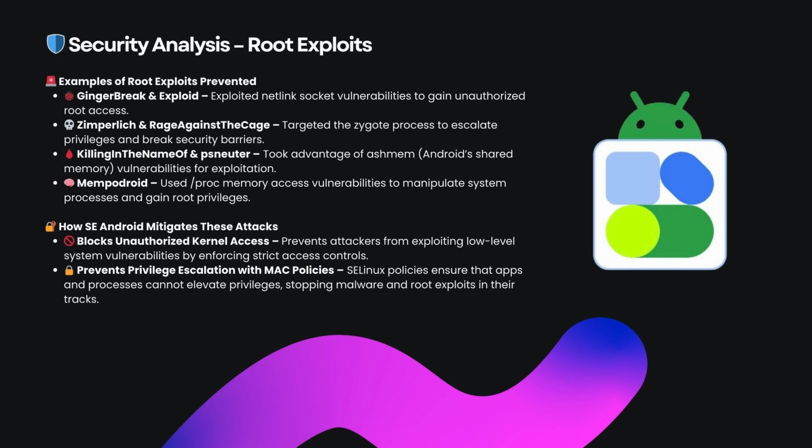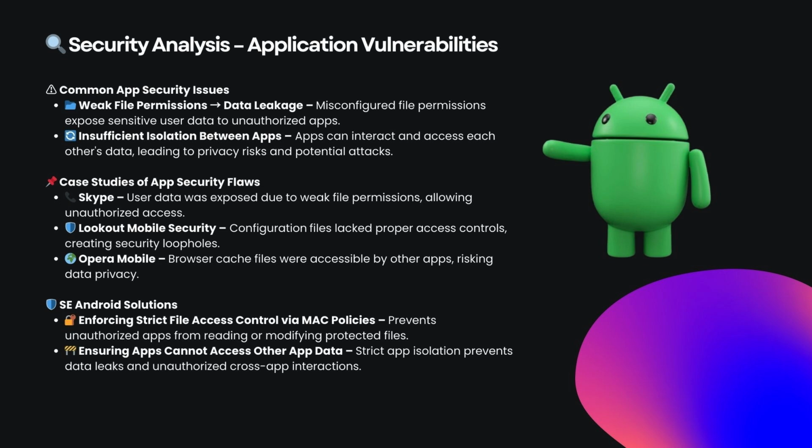Finally, let's dive into application vulnerabilities. Applications, being at the core of the mobile platform, often become the target of attackers looking to exploit weaknesses. Common app security issues. Here are some common security issues with Android apps. First one is weak file permissions and data leakage. Many apps have misconfigured file permissions, allowing sensitive user data to be exposed to unauthorized apps. This could be something like contacts, messages, and photos.